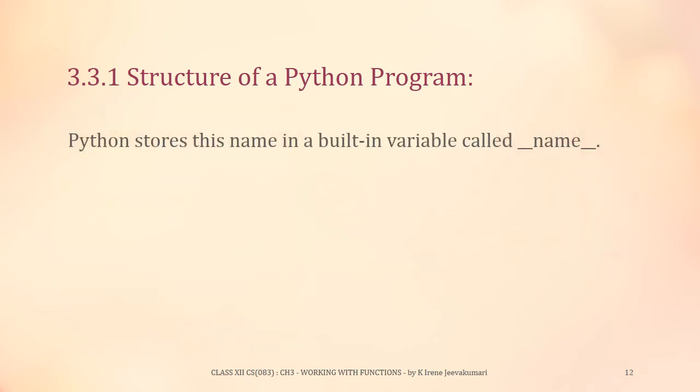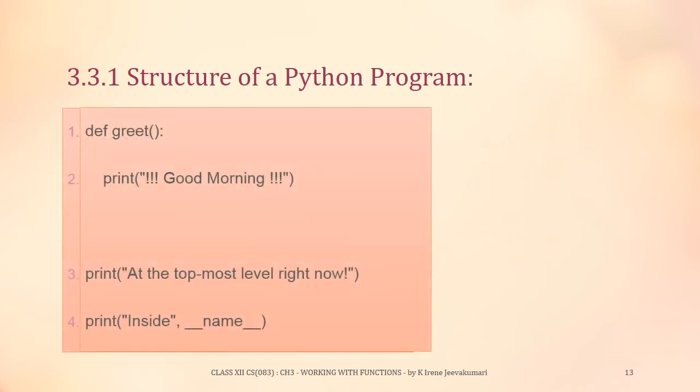Python stores this name in a built-in variable called __name__. Let us understand Python's built-in variable name through a sample program. This sample program starts with the function definition followed by its function body. When Python's interpreter encounters the function's header, it omits its function body. Until this function is called, these two statements will not be executed. So the program's execution goes to the third statement. The third statement is a print statement which begins from the margin. The fourth statement is also a print statement which begins from the margin.